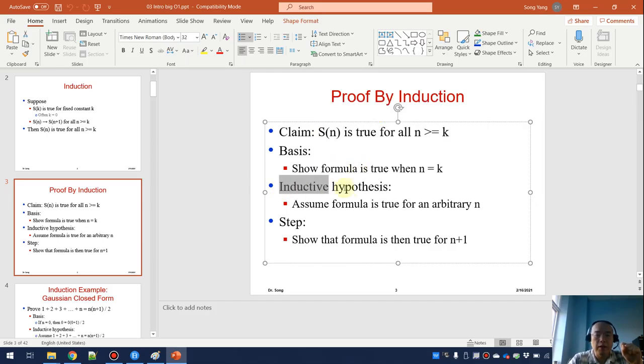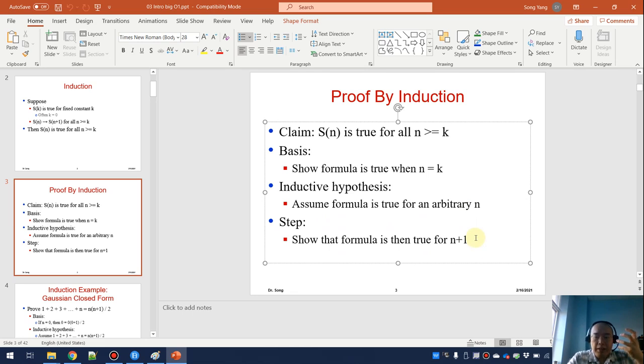The second part is the inductive hypothesis. For this part, you don't have to prove anything. You only assume that S(n) is true for a given value n. And based on that, the next step, which is a crucial step, you want to prove that it is also true for n plus 1.